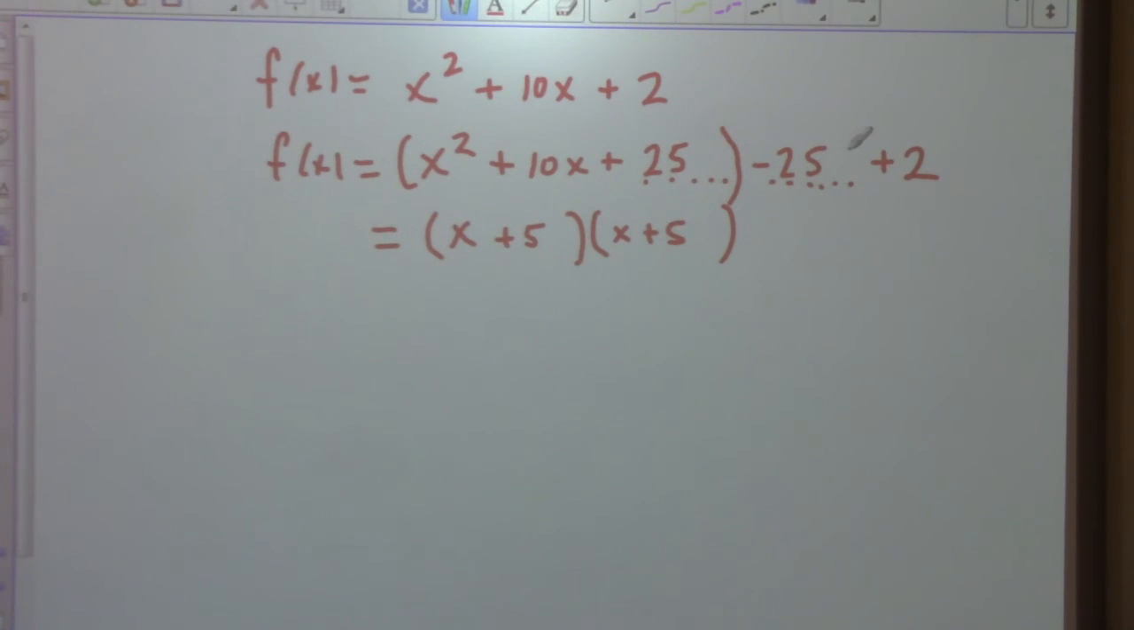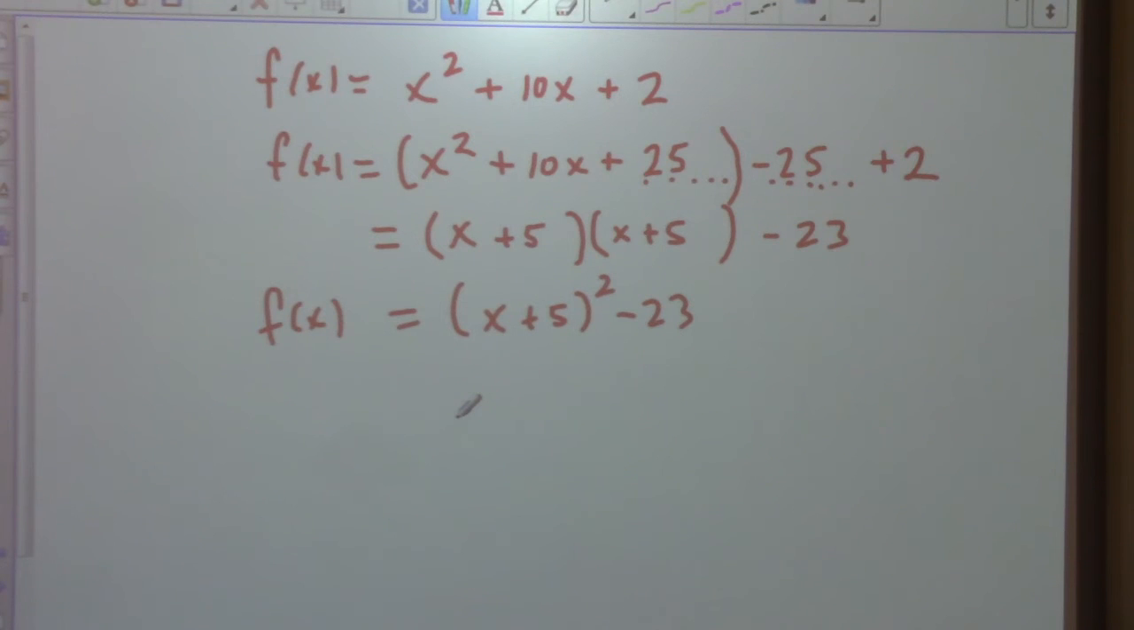what do we have over here? Negative 23. So now that's going to be quantity x plus 5 squared minus 23. And if you graph these in your calculator, I hope that you will see that these are equivalent functions. Okay, did anybody test that in their calculator? That helps. I think that's pretty cool to do.